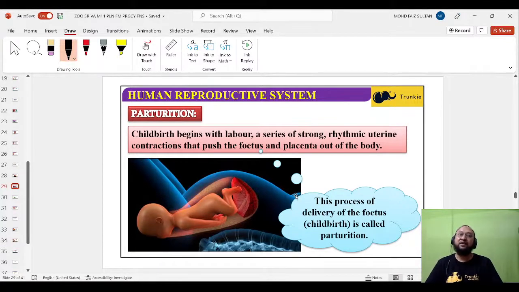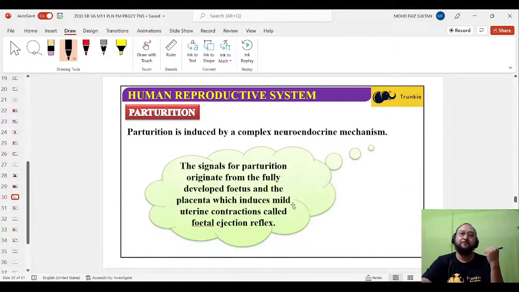starts, and definitely this is not very easy for mothers to deliver the child. That is why we should understand the importance of the mother. It's not only about the delivery. After delivery, also, there are so many things the mother is doing for the child. So this process of delivery of the fetus is called parturition. It happens when labor pain starts and the rhythmic contraction of the uterine wall pushes the fully developed fetus and placenta out of the body.